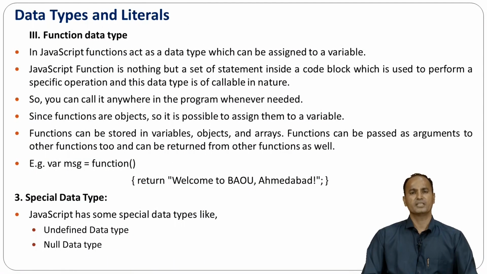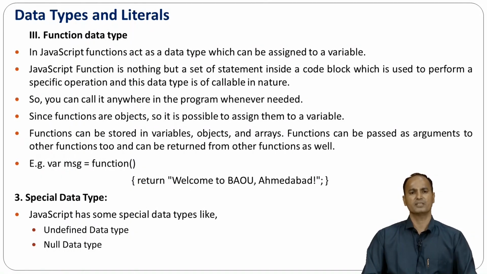The third one is the function data type. In JavaScript, a function acts as a data type which can be assigned to a variable. A JavaScript function is nothing but a set of statements inside a code block used to perform a specific operation, and this data type is callable in nature. You can call it anywhere in the program whenever needed. Since functions are objects, it is possible to assign them to a variable. The example is like this: var message equals a function, and we return a value from the function, and that is assigned to the variable. So that is the function data type.